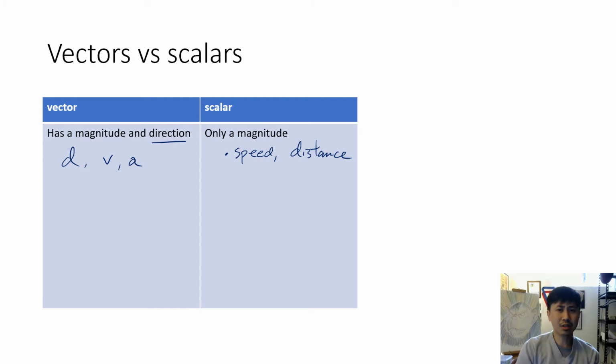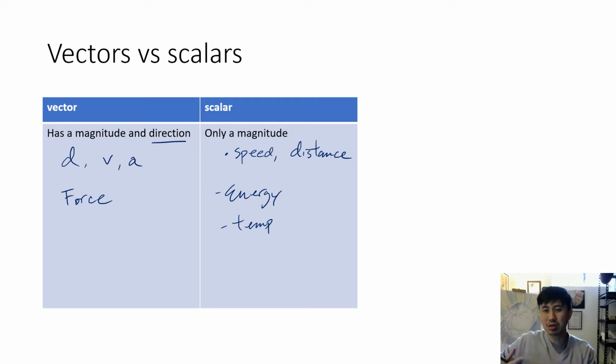Other vectors and scalars that you should remember: force is a vector, but what's not a vector is energy or temperature, right? Those things only have magnitudes. You don't say I'm 21 degrees Celsius to the north. You're just 21 degrees Celsius. And you can't have negatives, right? It's like, oh, it's negative 20 degrees in Wisconsin, right? But there's no negative 20 degrees south. That doesn't make sense. Okay, good. Vectors have a direction, scalars don't. And displacement, velocity, acceleration, they all have a direction.